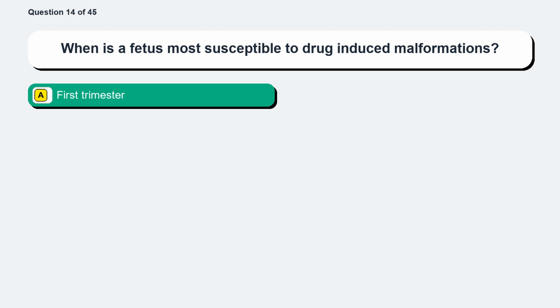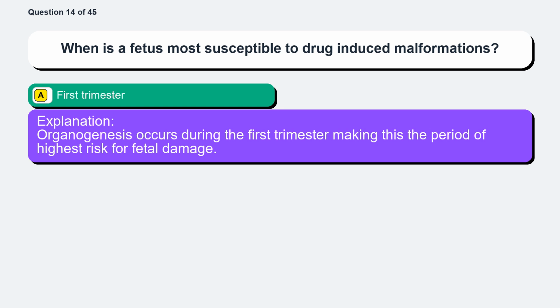The correct answer is option A, first trimester. Organogenesis occurs during the first trimester, making this the period of highest risk for fetal damage.